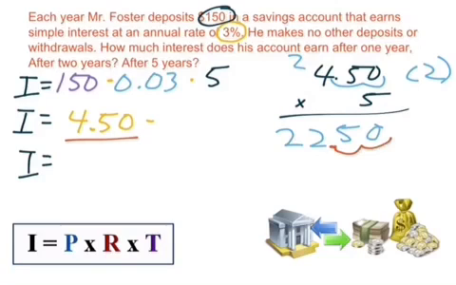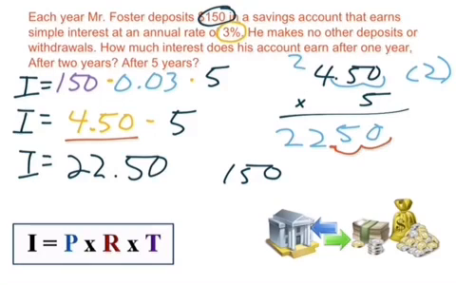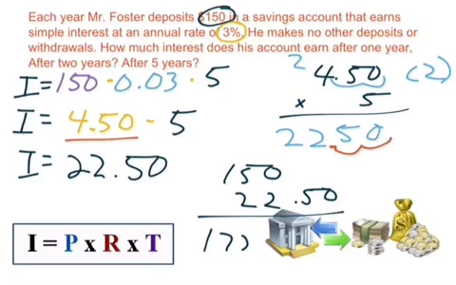So after 5 years, multiplying this by 5, I'm going to earn $22.50. And so, total amount, if I started with my 150, I added $22.50 to that, I'd end up getting basically $172.50. So this is how we can solve for simple interest. It's just interest on the principal.